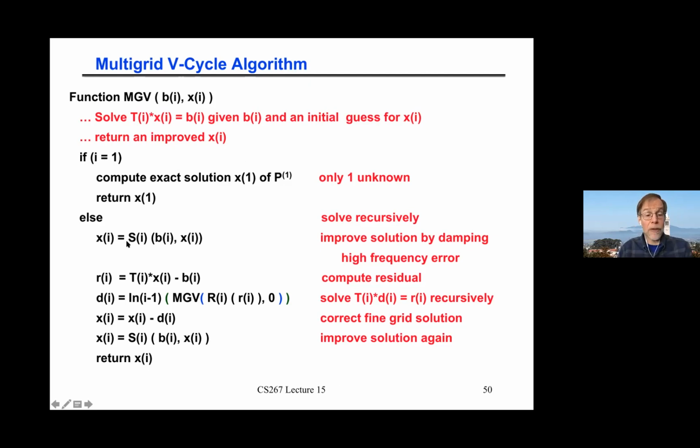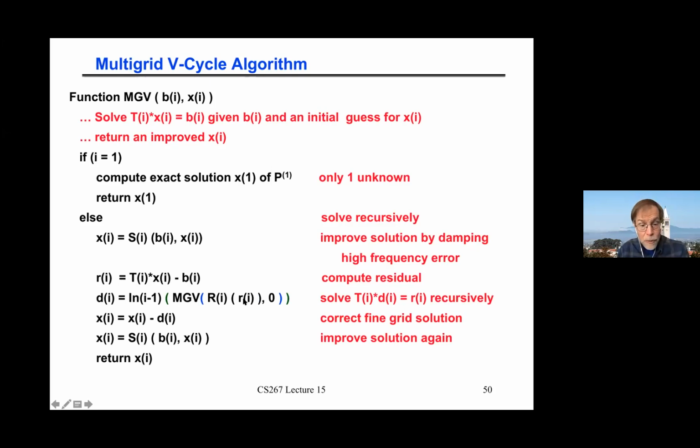I improve the solution just by iterating on my given mesh. And we'll see, I'll draw some pictures, that what we're basically doing is making the solution, the error, smoother. I'm getting rid of the high frequency error. I'll show you a picture. Then I compute the residual. If I had solved the problem exactly, Tx minus B would be 0, but it's not. So I'm going to solve a coarser problem with this residual. And so here's where the interesting stuff happens.